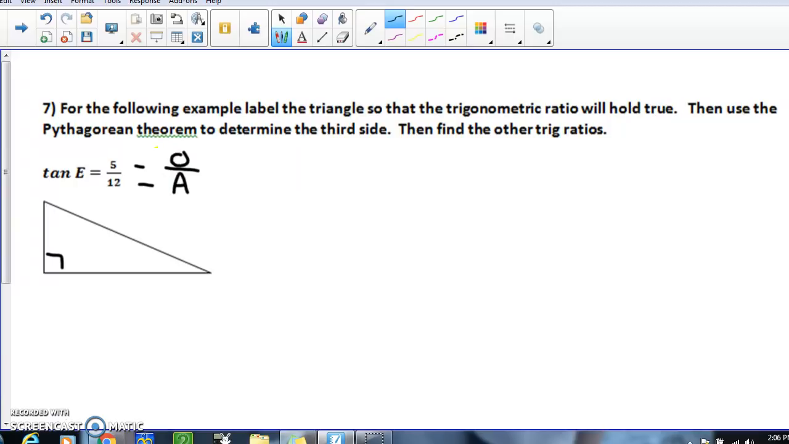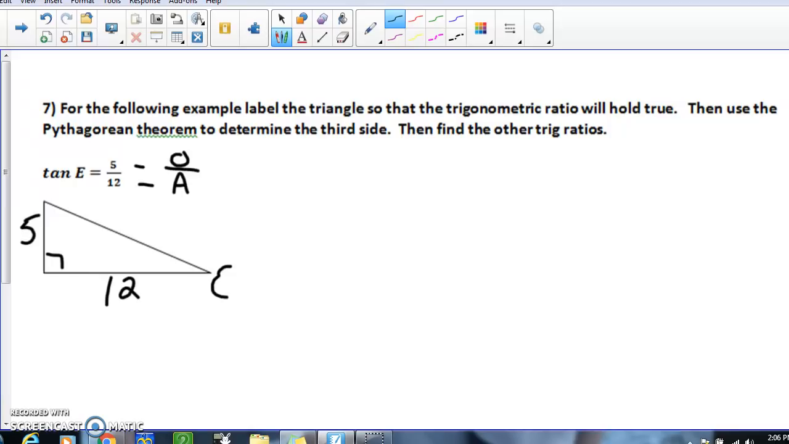Okay, so I'm going to draw a triangle. I gave you one already. I'm going to label one of the angles E, not the right angle, because we never find ratios of the right angle. It's always one of the other two. So I'm going to call this guy E, but really it doesn't matter. Now, if this is my E, its opposite side is 5. Its adjacent side is 12.